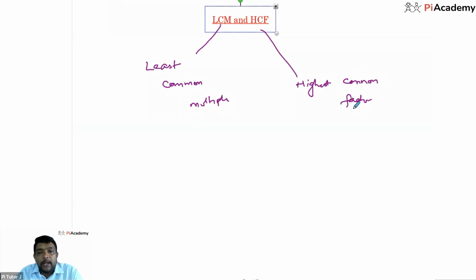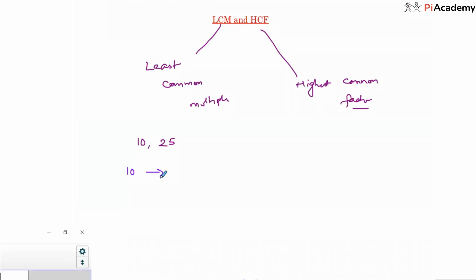Now you look here. Let's do, for example, two numbers, 10 and 25. So let's find the LCM of 10 and 25. For 10, what are the multiples of 10? Can you list them? Can someone list them? 1, 2, 5, and 10.